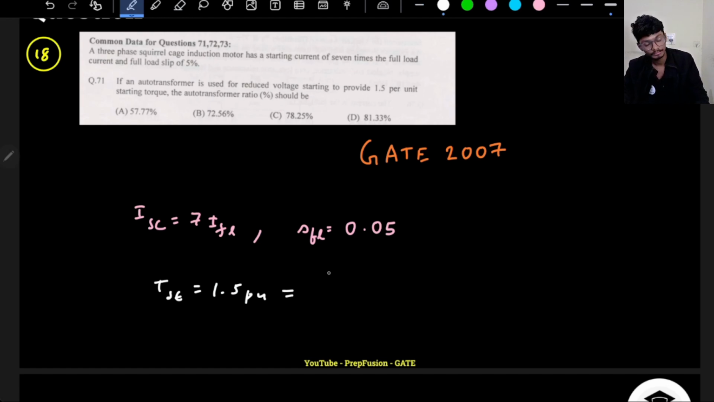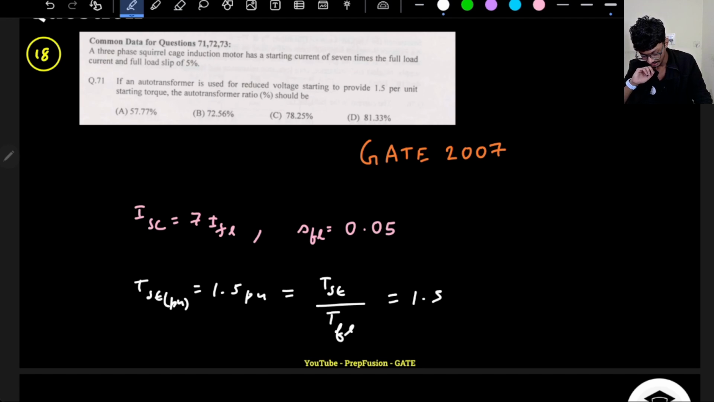What is pu? Pu will be the starting torque value upon the full load, rated condition torque. So this is 1.5 basically. From here I can directly deduce that they are telling me that the starting torque will become 1.5 times the full load torque. Now in direct online starter, what happens?